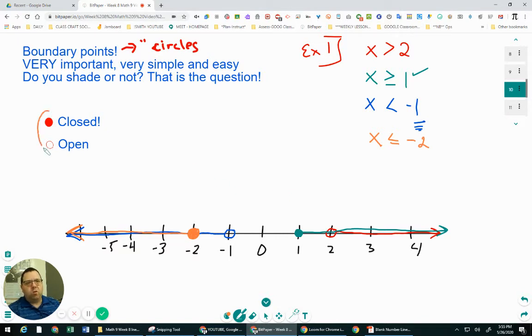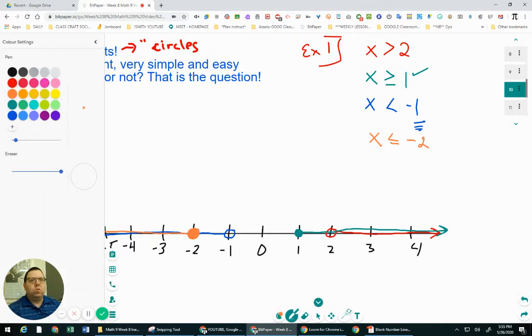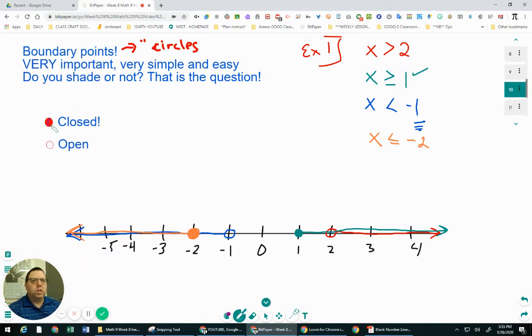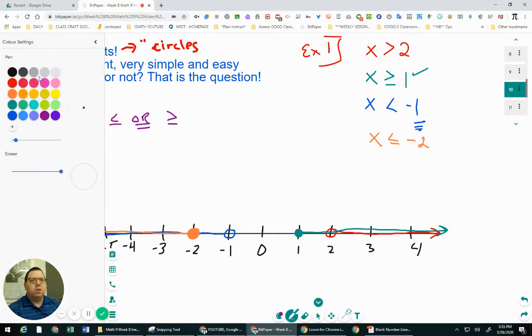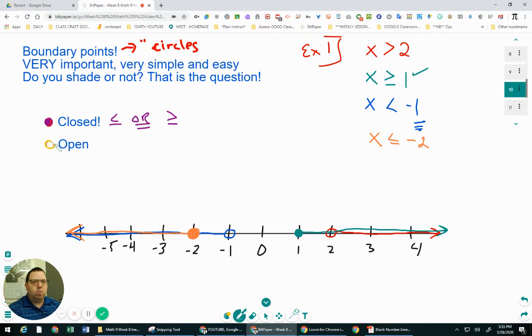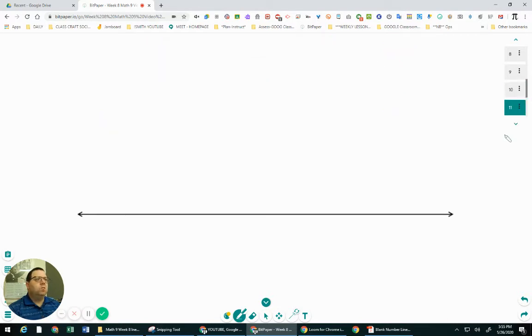So whether you shade it in or not, let me just color code this a little bit. With closed circles, let's go with purple. Let's just pretend this is a purple dot. Closed belongs to less than or equal to and greater than or equal to, because they have the equals part. But if you leave the circle unshaded, that is only used for less than or greater than. So let's carry on.